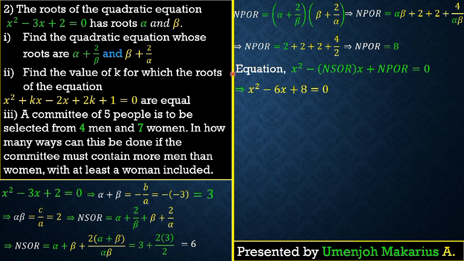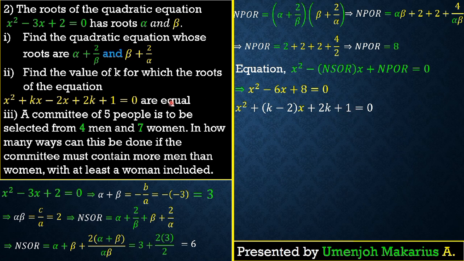Now the Roman 2 is saying that we should find the value of k for which the roots of the equation x squared plus kx minus 2x plus 2k plus 1 equal to 0 are equal. Okay, now guys, if you look at this equation, it does not have the general form of the quadratic equation that we all know. All we have to do is to make it resemble that form. What is making it not resemble is the linear term, the coefficient of x, because we have kx and we have 2x, so we have to factor out that x. If you factor out the x, guys, the equation turns out to be x squared plus k minus 2 x plus 2k plus 1 equal to 0.